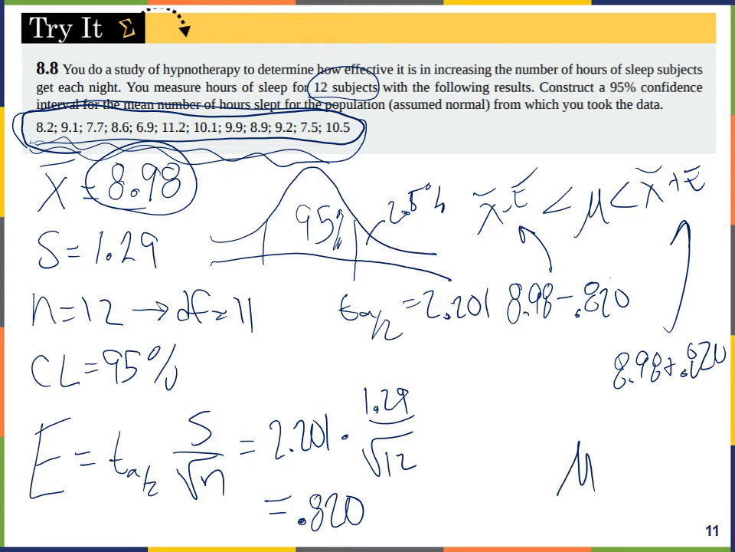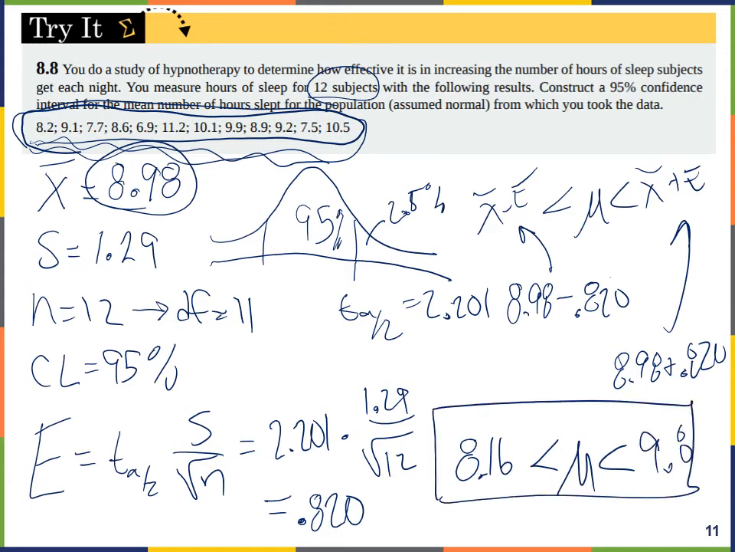So our mean should be between, the lower end ends up being 8.16, and the upper end is 9.8. So what does this mean? This means that we can estimate that the population of all people, okay, when they're hypnotized, this is about hypnotherapy, would on average sleep somewhere between 8.16 hours and 9.8 hours.